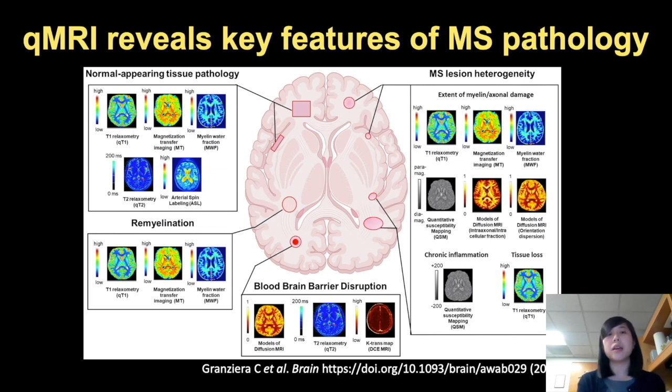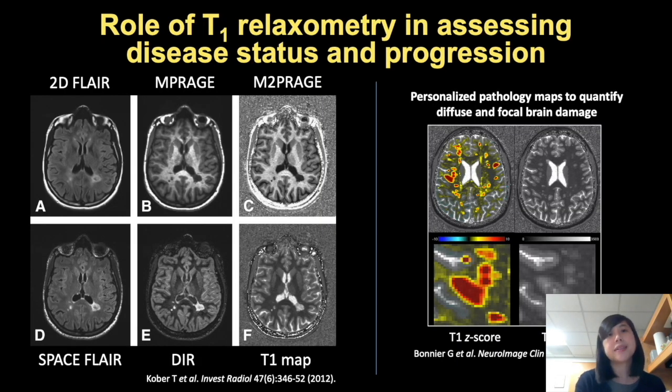And my talk today will focus on various contrast mechanisms through qMRI that enable us to capture different features of MS pathology, including pathology in the normal appearing white matter and gray matter, the heterogeneity and evolution of lesions, brain barrier disruption to some degree, and also this really intriguing prospect of remyelination. I'll begin by discussing the role of T1 relaxometry in assessing disease status and progression.